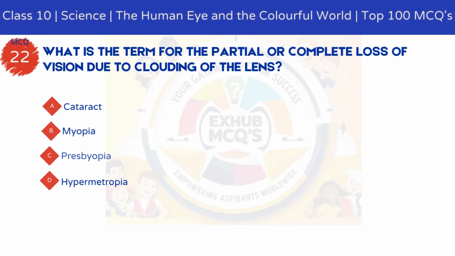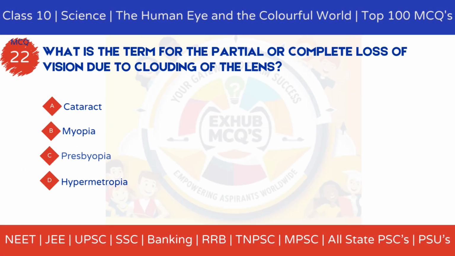MCQ 22. What is the term for the partial or complete loss of vision due to clouding of the lens? Option A, cataract. Option B, myopia. Option C, presbyopia. Option D, hypermetropia.